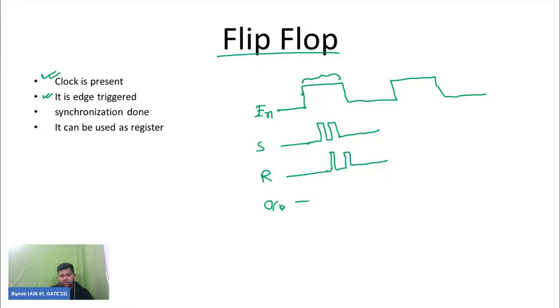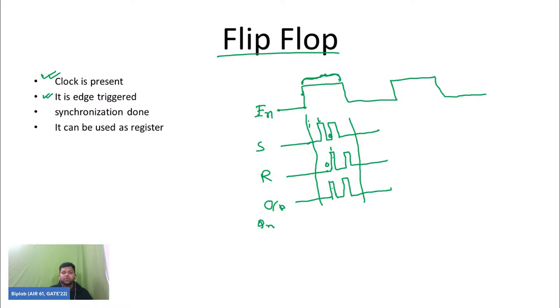So here S is 1, R is 0, so the output will be 1, that is Qn. Then again here S is 0, R is 1, so it will make the output 0. Then again it will go up, go down, like this, and it will get stored. Now look at this. When you have an enable line for storing something, the output changes continuously, and that is what we don't want.